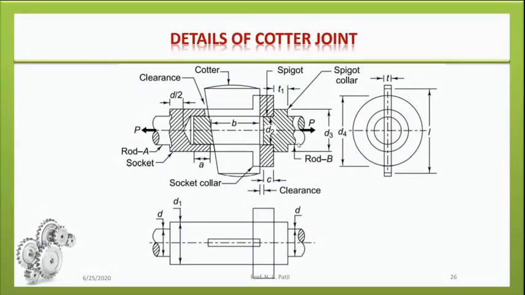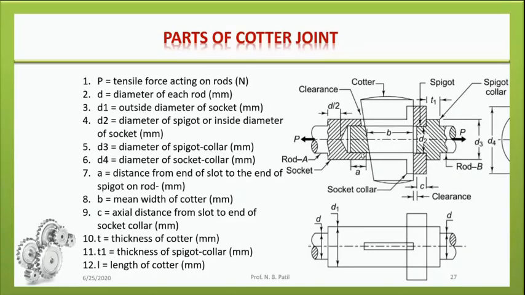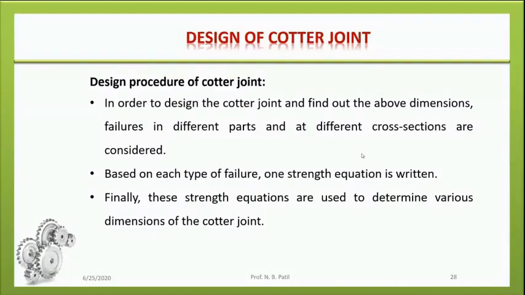If you understand the diagram, then D1, D2, D3, D4 is in a sequence. Likewise, horizontal dimensions. This one is A. After that, the cotter with B and the value of C. So horizontal ones are also in a sequence: A, B, C. Then this one is D, this one is D1, then D2, then D3, the spigot collar diameter, and D4, the socket collar diameter. Understand? All of you are aware about this, so I won't repeat it again.